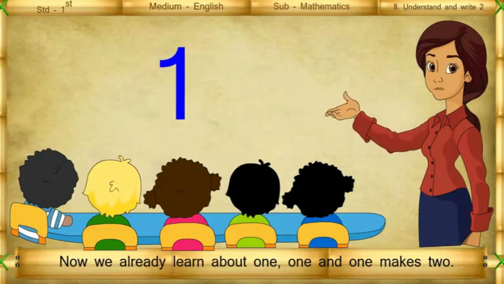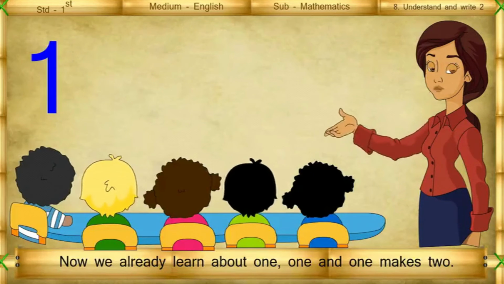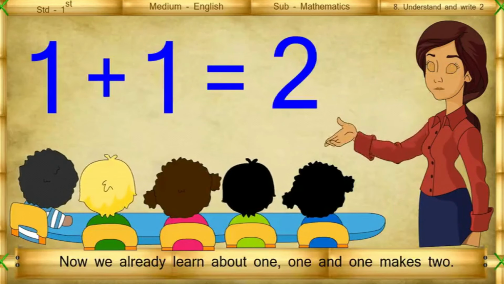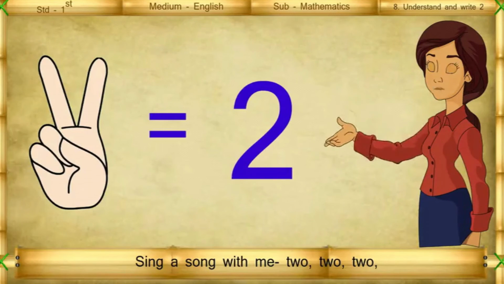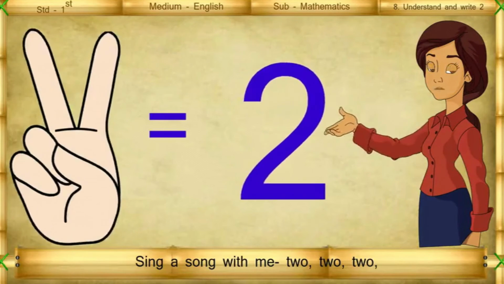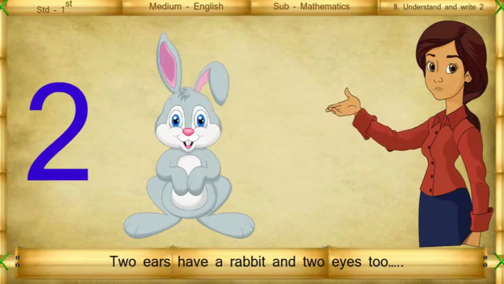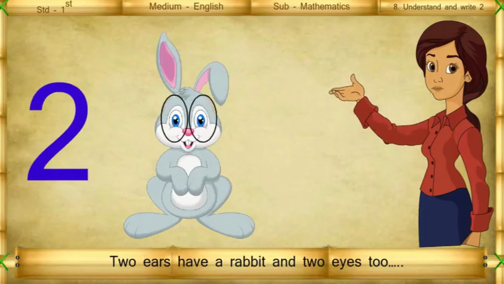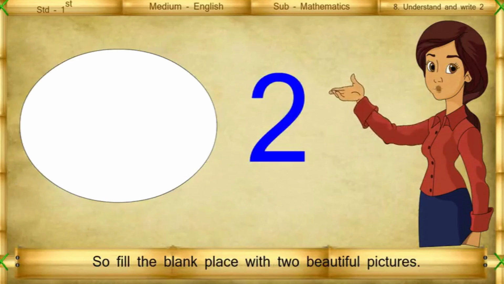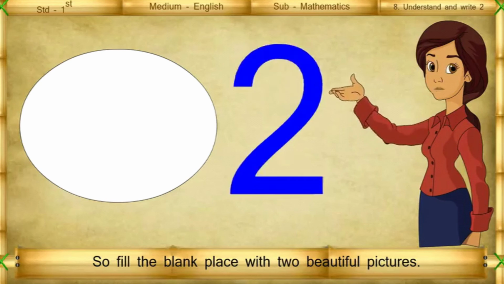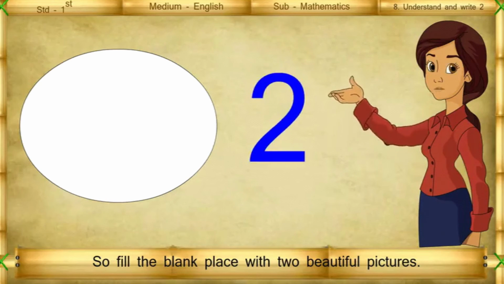Now, we have already learned about 1. 1 and 1 makes 2. Sing a song with me. 2, 2, 2. 2 ears has a rabbit and 2 eyes too. So, fill the blank place with 2 beautiful pictures.